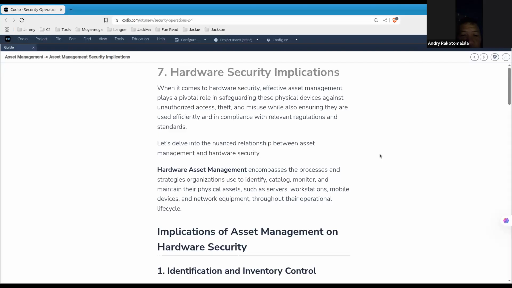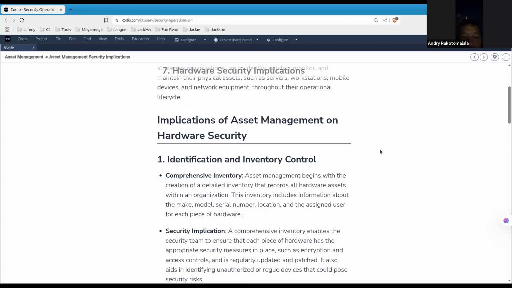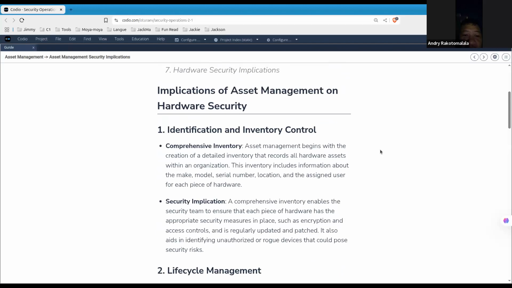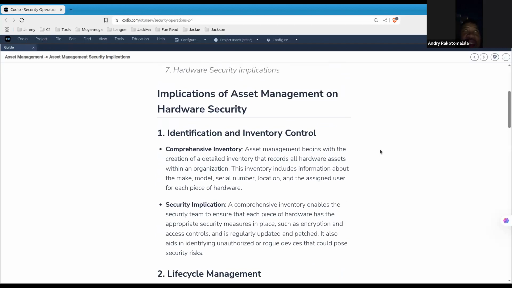If we scroll down a little bit from here, we'll talk about some of the implications of asset management. One of the implications of asset management is inventory and inventory control. You'll see this very often: it is the process of identifying all the hardware. Having a comprehensive inventory is incredibly important to the organization because it makes sure that we have a solid view of the assets in our organization, so that we know the security implications if they were to be exploited. Having that inventory allows us to know who has access to what, and so we can pinpoint exactly where a threat might have come from.